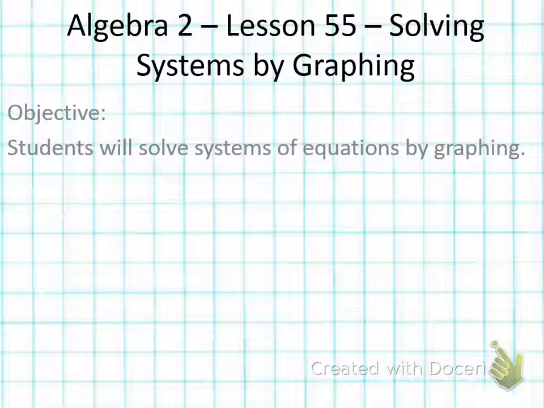Okay, this is lesson 55, solving systems by graphing. So this is a bit of a blast from the past type of lesson from Algebra 1, but we're going to be doing harder problems where you have to manipulate numbers.